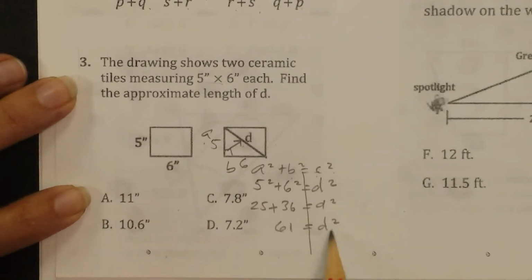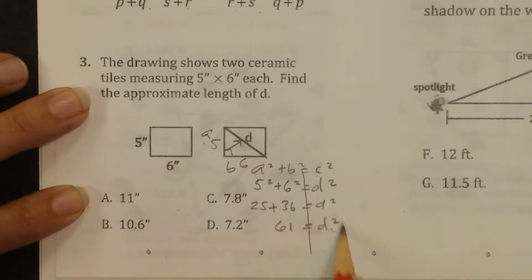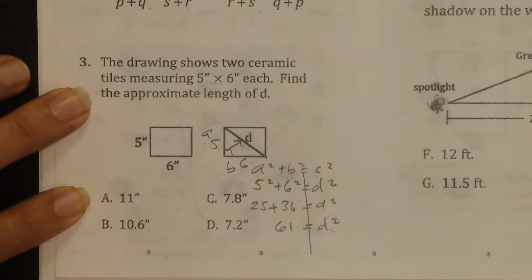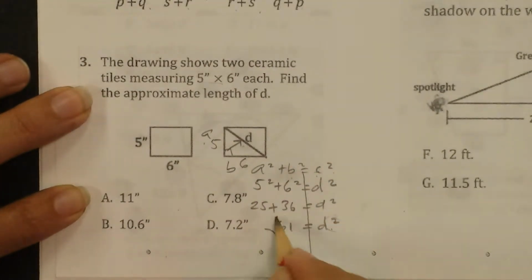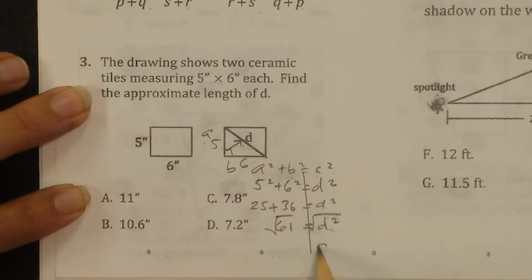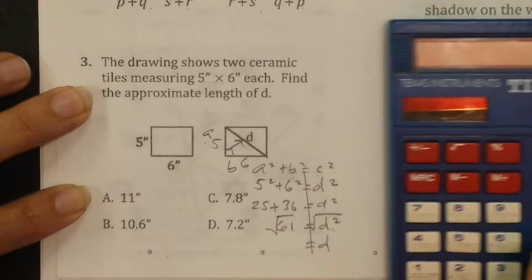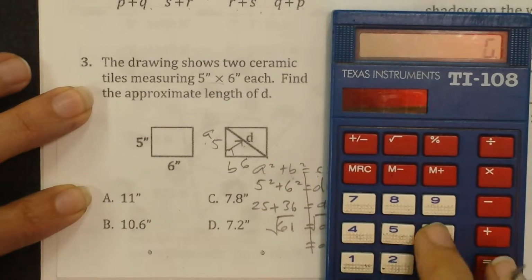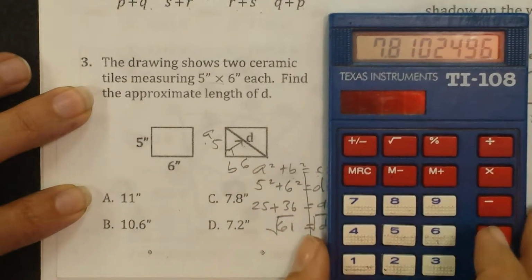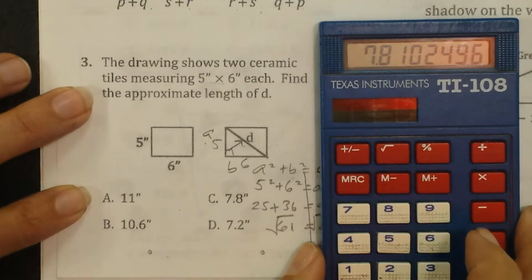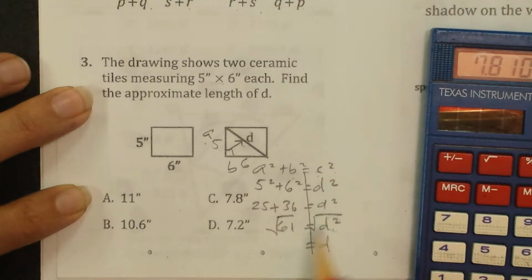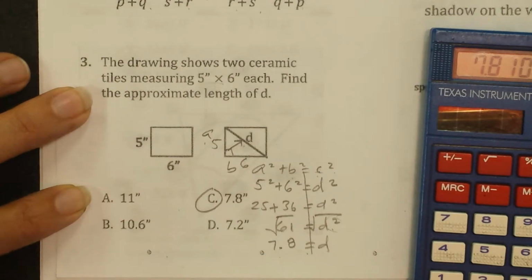Now to get D on its own, okay, you have to take the opposite of squared, which means square root. All right, so you have to take the square root of 61 and of D. So you're going to get D equals, you take your calculator, and go 61 square rooted, 7.81024. So D is 7.8, which is C.